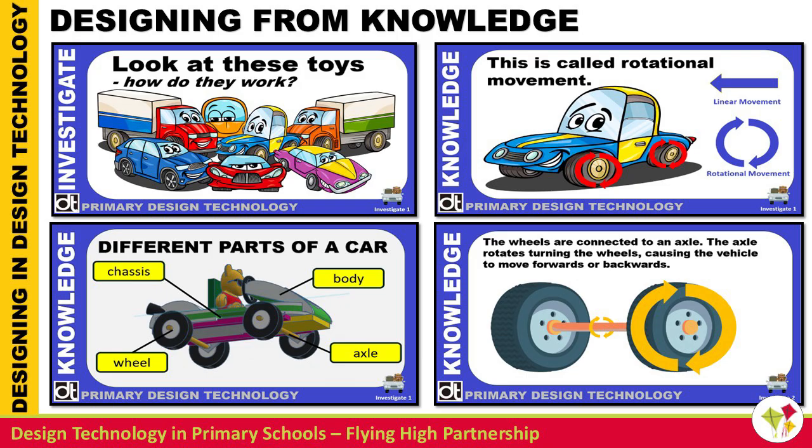So for example, in Key Stage 1, as part of a project where children design and make a teddy buggy, we might begin by investigating and playing with toy cars and seeing how they work. This provides an opportunity to teach children about the different parts of a vehicle, learn some new vocabulary, and also how the wheel and axle is a mechanical system that allows the toy car to move. We can also introduce children to the idea of rotational and linear movement.